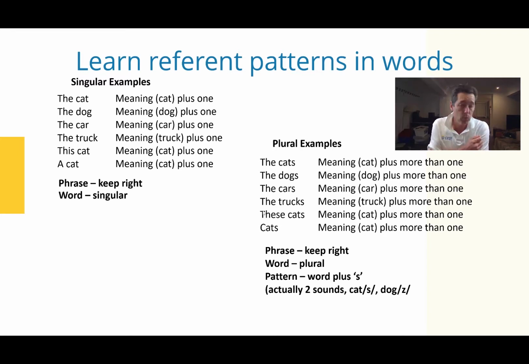And also worth noting is that the sound that you make for that S varies. In the case of cats, it's the S sound. In the case of dogs, it's a Z sound. And there's lots of examples where you think you've got a standard rule, but it really depends on the rest of the word that goes into it.